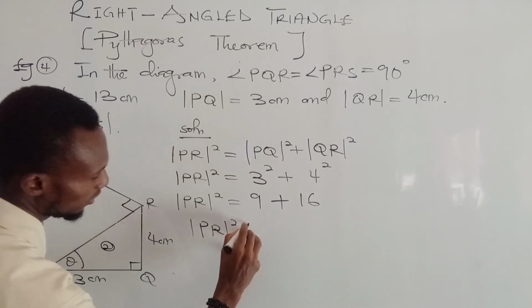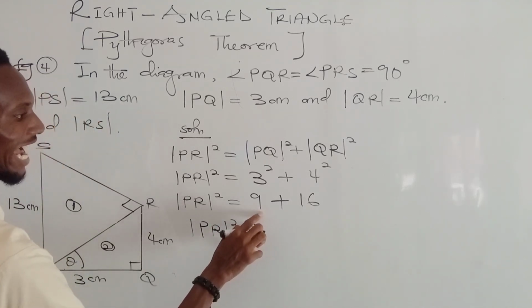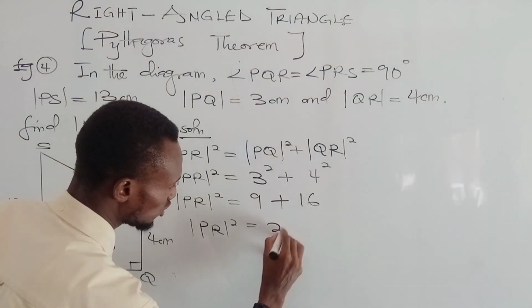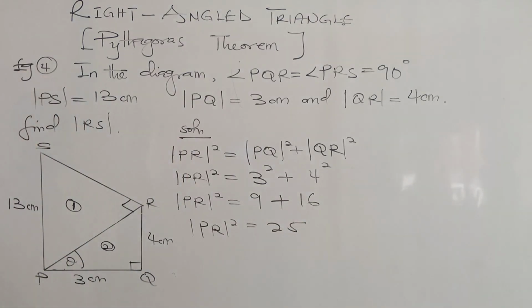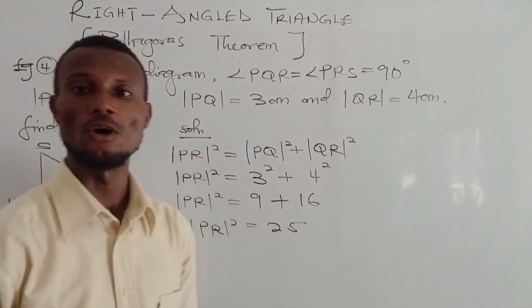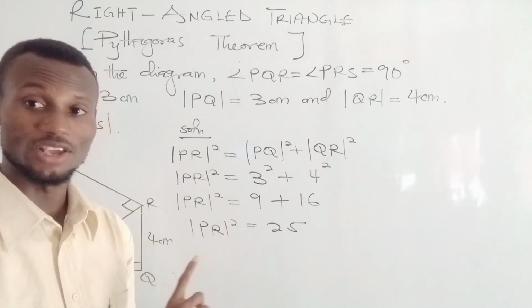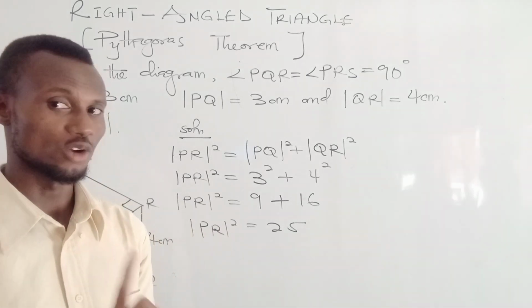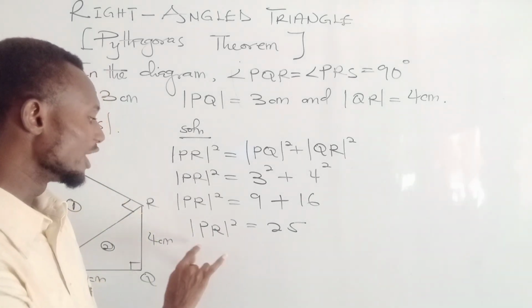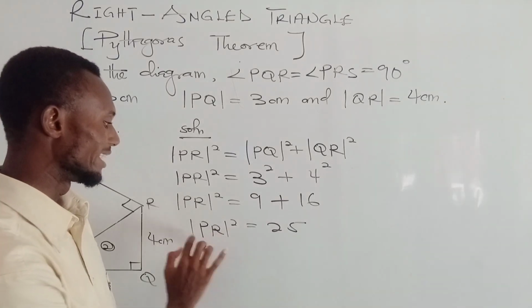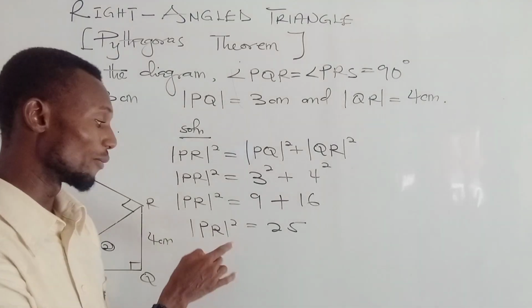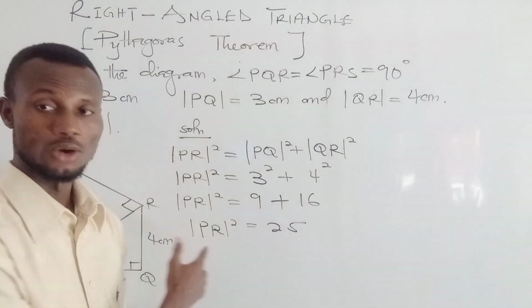So I'm going to repeat my line: PR squared will be equal to 9 plus 16, which gives us 25. I hope you agree with me. And we are looking for line PR, not line PR squared. So it means we need to do something to this equation so that we can eliminate this power 2 which is here.